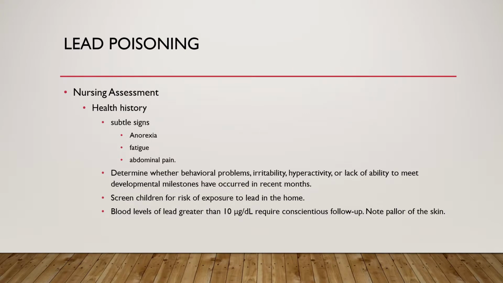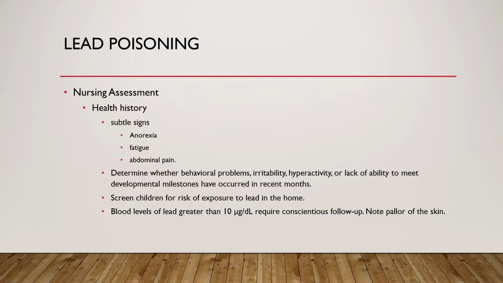Lead poisoning, health history. We need to find out, is the child not eating? Are they fatigued? Do they have tummy pain? How are they doing in school? Behavioral problems, irritability, hyperactivity, or lack of ability to meet developmental milestones. If that's happened recently, did they meet them and then are falling back? You know, first thing we want to consider is autism, but we need to check for lead poisoning. It can be something that we can do something about.